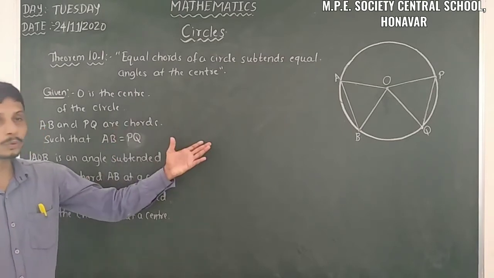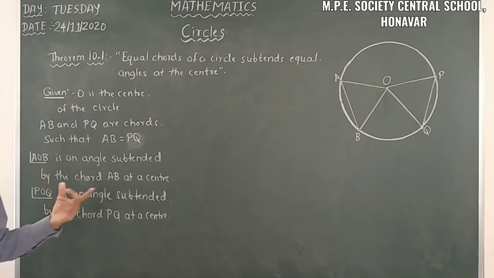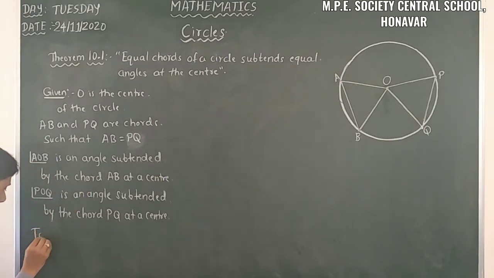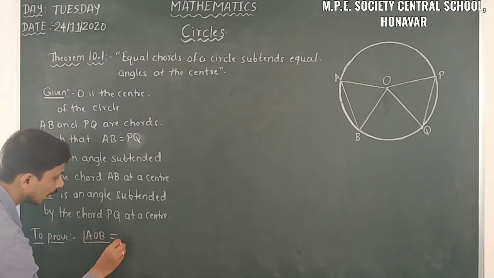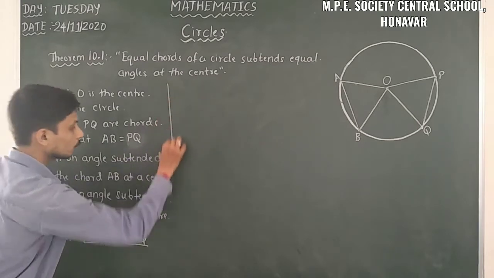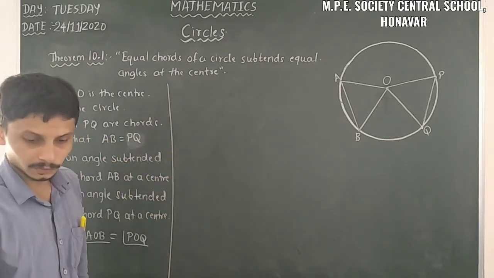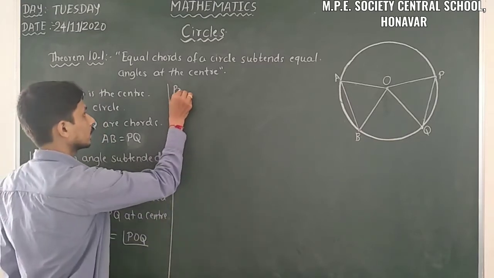Then what we have to prove here? We have to prove angle AOB is equal to angle POQ here. That is to prove. Yes, so we have to take the proof here.